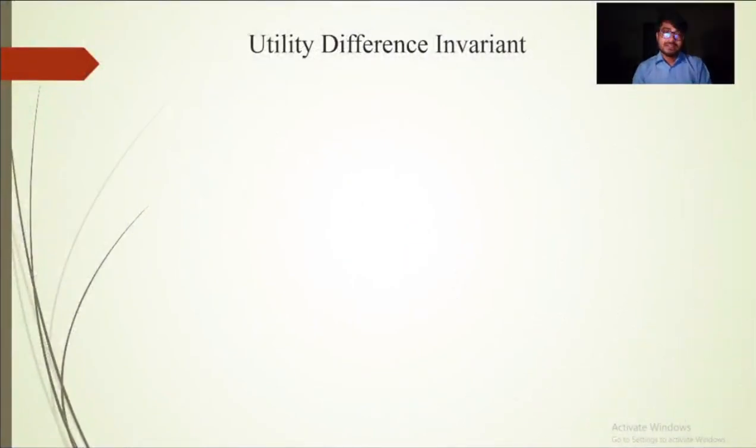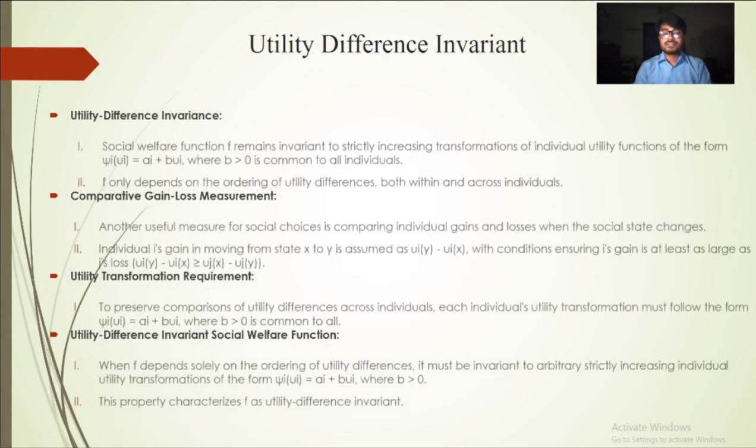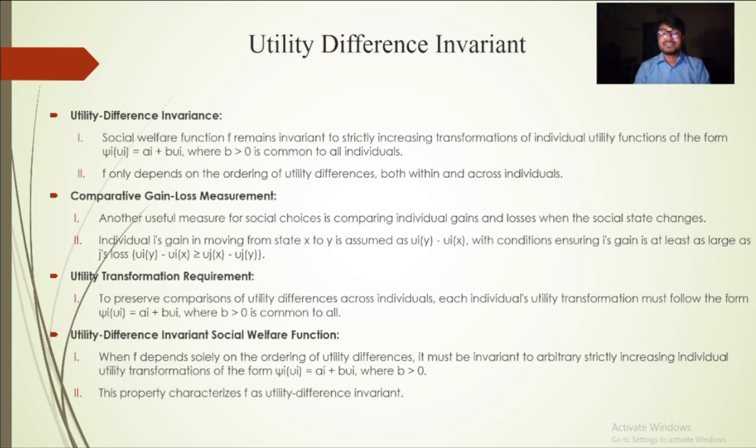Now we'll talk about utility difference invariance. In this slide, we see utility difference invariance in social welfare functions means that the function remains unchanged while individuals' utility functions are transformed in a strictly increasing manner. It focuses on comparing utility differences across individuals rather than absolute levels. This approach enables evaluating social choices by considering individual gains and losses at social state changes.